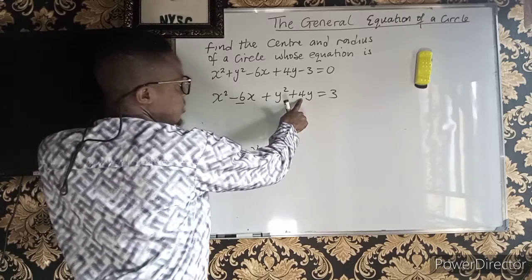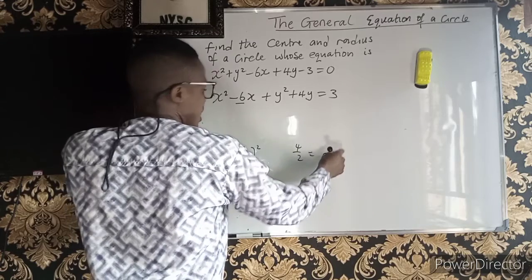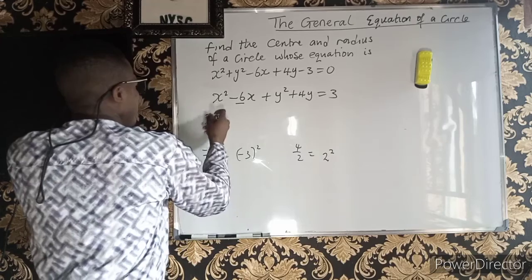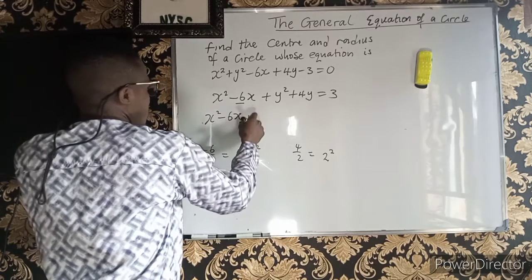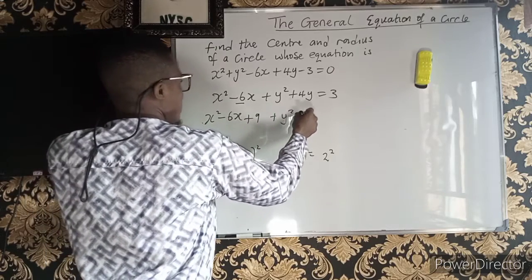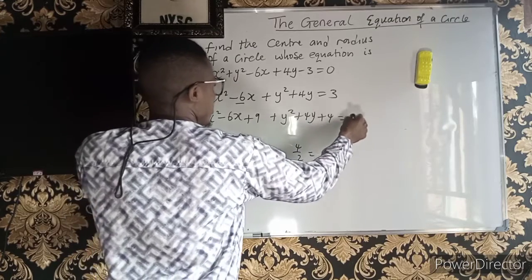Coming to this one, the coefficient of y is 4. So you find half of it, it will give you 2. So you're adding 2 squared to this one. So that we now have x squared minus 6x, minus 3 squared will give us plus 9, plus y squared plus 4y, 2 squared will give us 4, equal to 3.